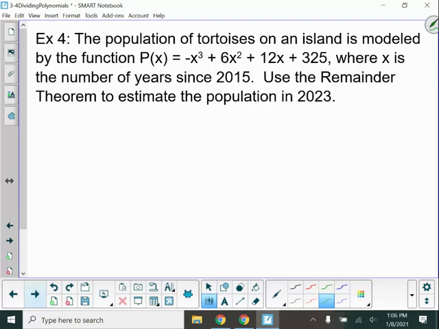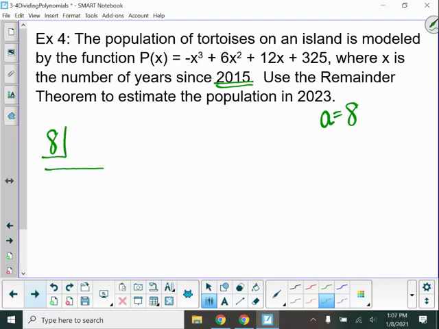So first we're going to look at the remainder theorem. This is a word problem. It says the population of tortoises on an island is modeled by this function, where x is the number of years since 2015. Use the remainder theorem to estimate the population in 2023. Well, in 2023, because it's years since 2015, that means your a value is going to be 8, because 2023 is 8 years since 2015.